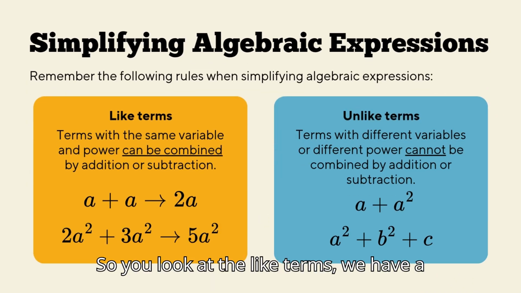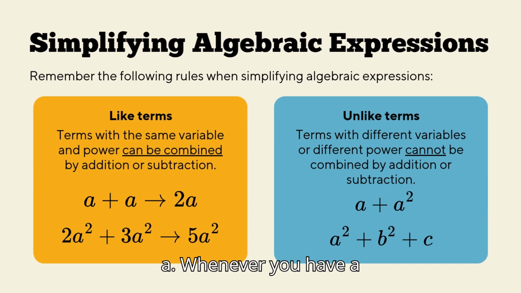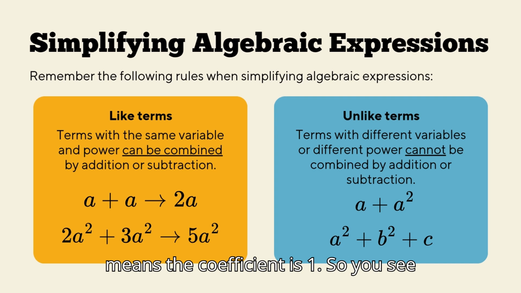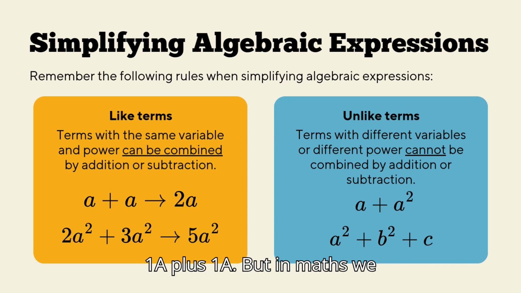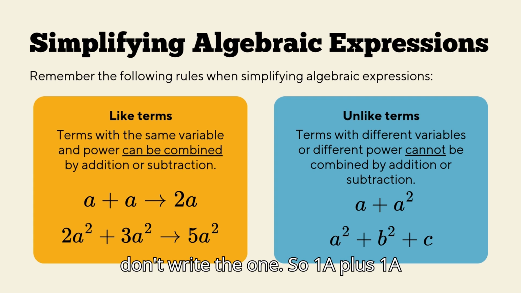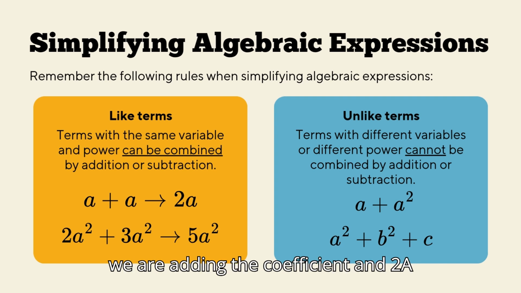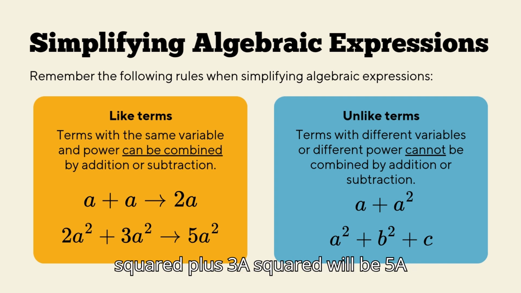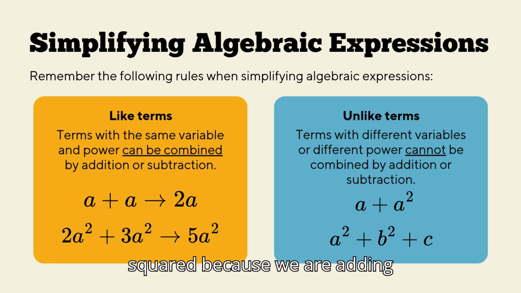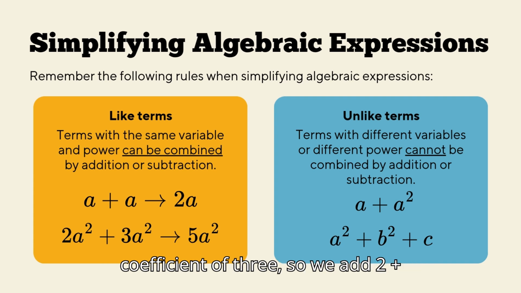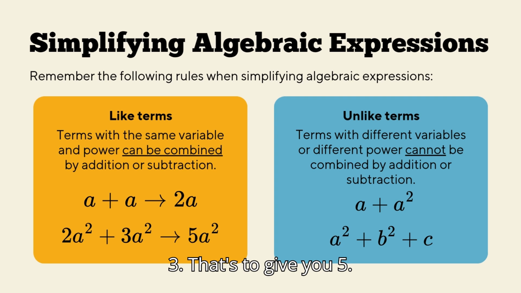So you look at the like terms, we have a plus a. Whenever you have a and there's no number in front of it, it means the coefficient is 1. So you see 1a plus 1a, but in maths we don't write the 1. So 1a plus 1a will give you 2a because 1 plus 1 is 2. So we are adding the coefficients. And 2a squared plus 3a squared will be 5a squared because the first term has a coefficient of 2, the second term has a coefficient of 3. So we add 2 plus 3, that will give you 5.